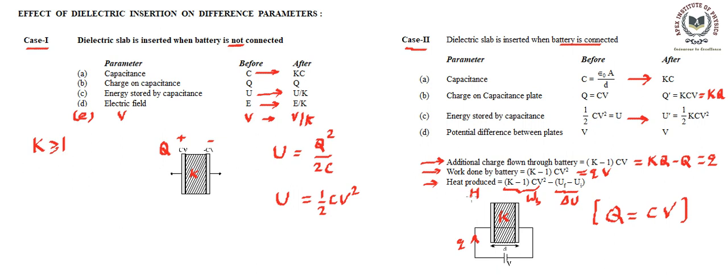So whenever we are finding the heat, we need to find out the work done by the battery and the change in stored energy. The difference of the two is going to be the amount of heat produced.